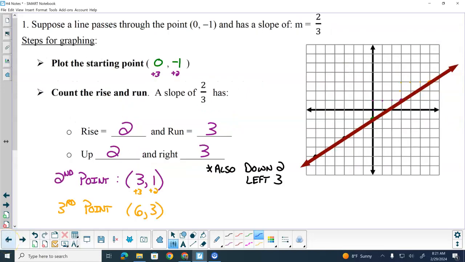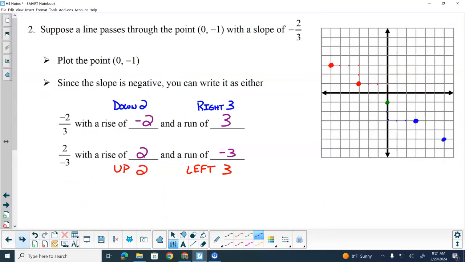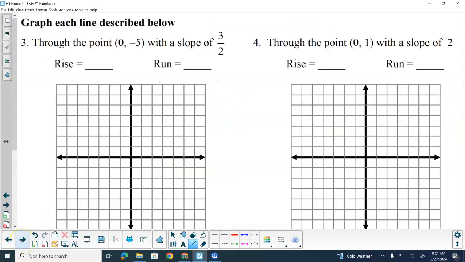Let me go back to this first one. See how I drew in my line? You need to draw in your line. On this one, we're about to draw in our line. Draw in your line. All the way across the graph. Not partial, all of the way. Yeah? All right, you try. Number 3 and 4.